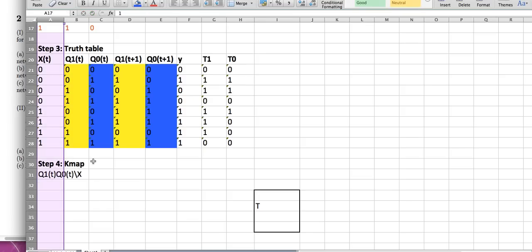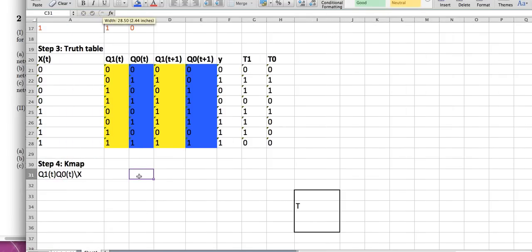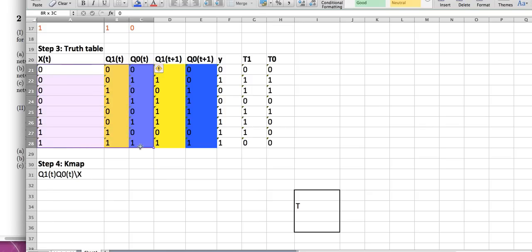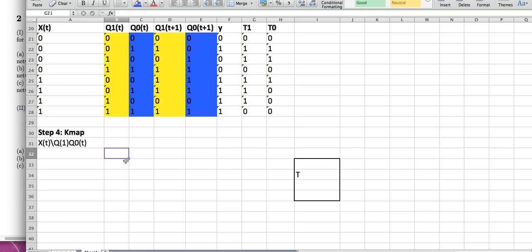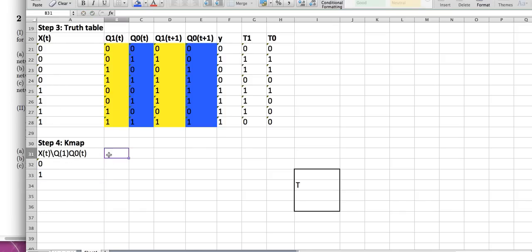Remember, when we fill out the tables, we know these values. It goes from 0, 0, 0, 0, 0, 1. So we have X, then Q1, and then Q0. Now, what are we trying to get? We're trying to get T. So on this side would be my T. That's how it's laid out. So here it's just going to be 0, 1, and then my Q1, Q0 is just going to be 0, 0, 0, 1, 1, 1, 1, 0.